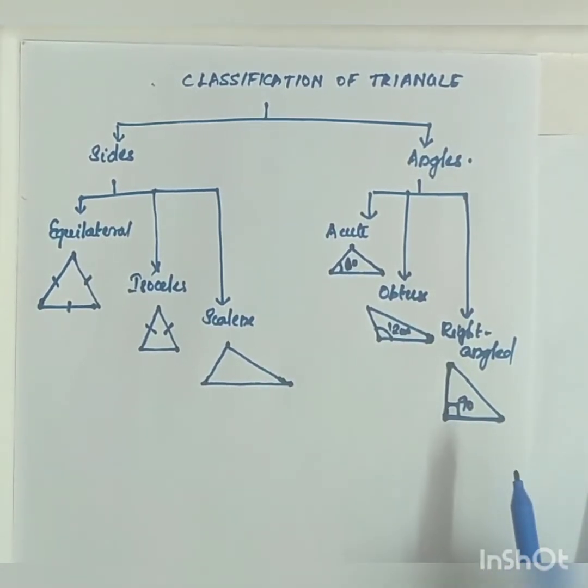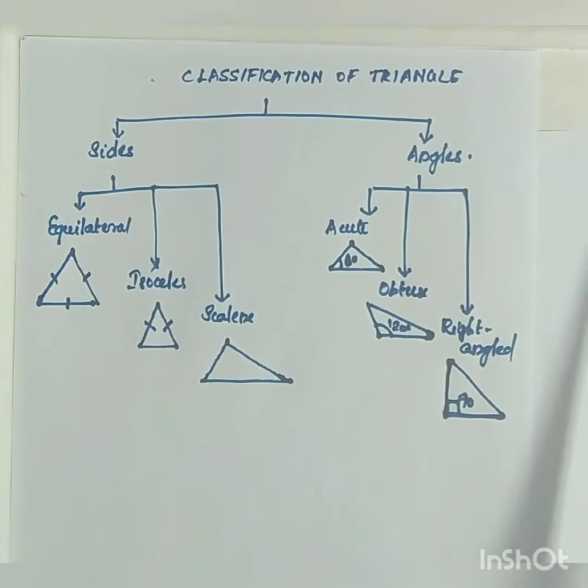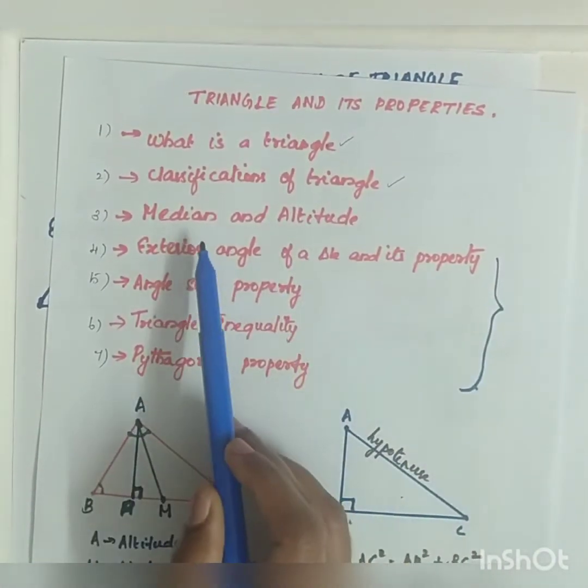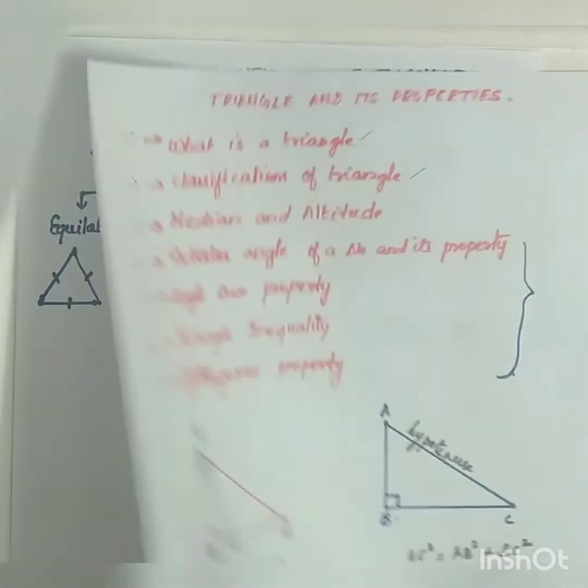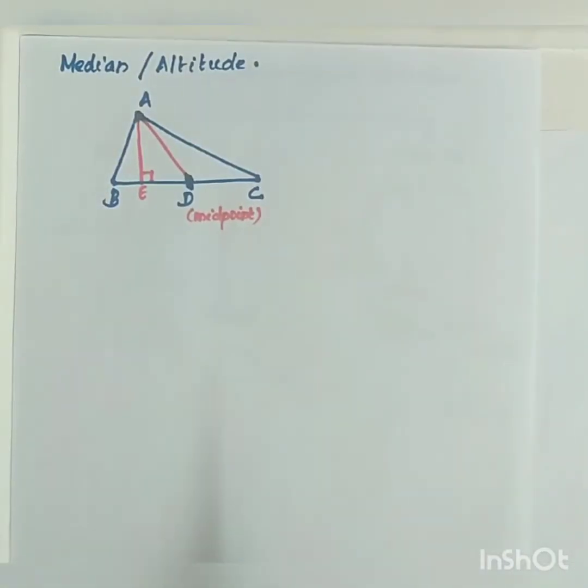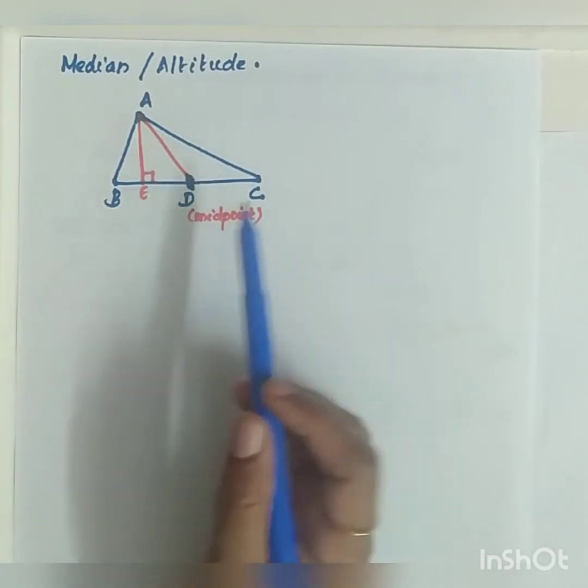So these are the classifications of the triangle. So the second topic is also done. Now we have the third topic, that is the median and the altitude. So what is meant by a median and altitude of the triangle? We can take this as an example.